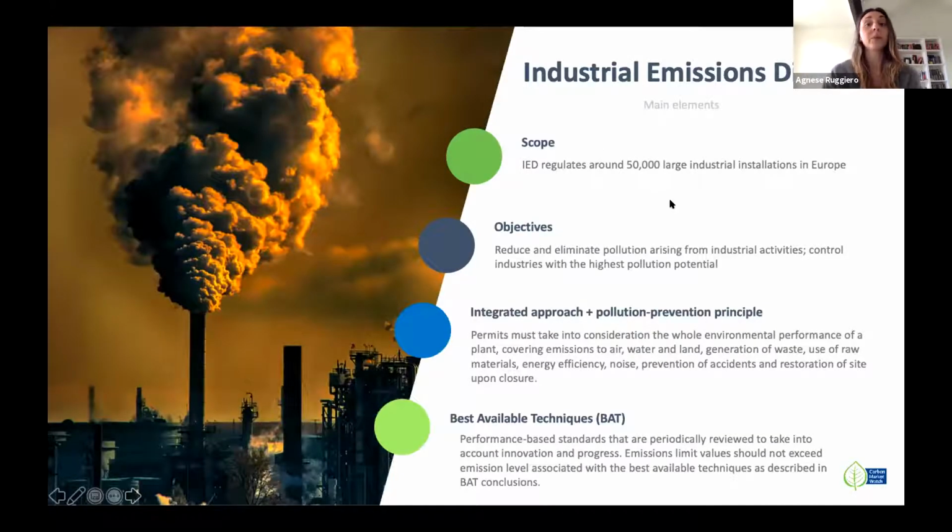As we've just seen, the Industrial Emissions Directive covers 50,000 or thereabouts large industrial installations and has the objective to reduce and eliminate pollution arising from industrial activities. It's based on the pollution prevention principle, as Christian explained. The performance is based on best available techniques that are periodically reviewed, the BREFs. We've talked about all this. So this is how this directive functions.